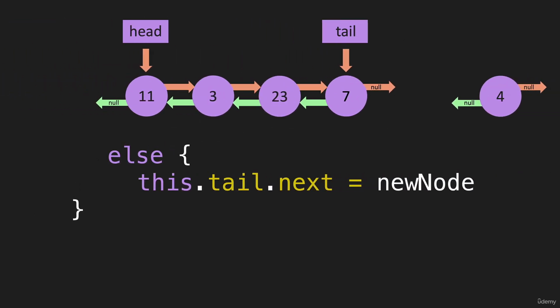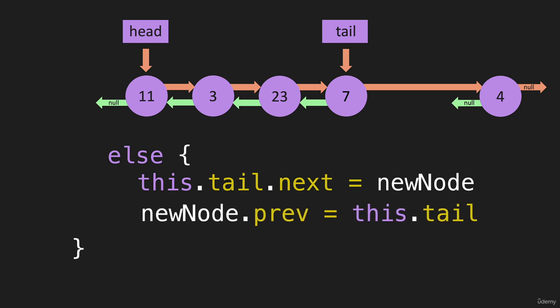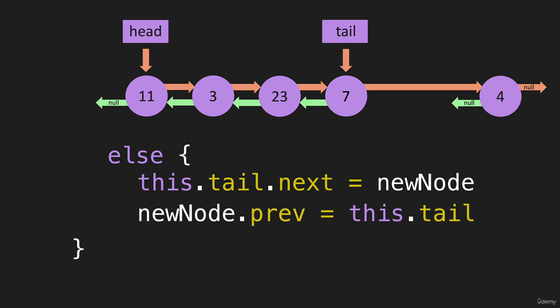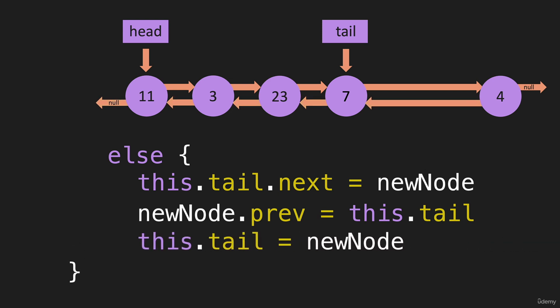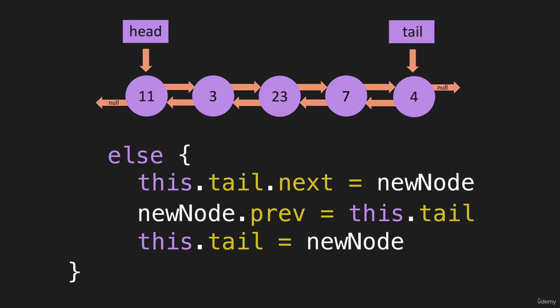So we'll say this.tail.next equals new node. So that's tail.next equals new node, and that connects that arrow. And we'll say new node.previous equals this.tail, which is going to connect that over there. Then this.tail equals new node, which moves that over and adds that into the list.